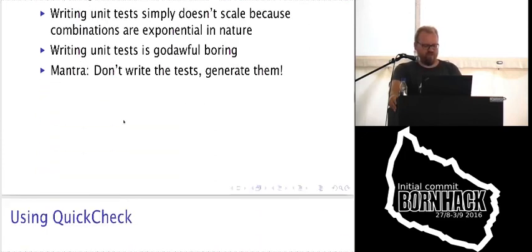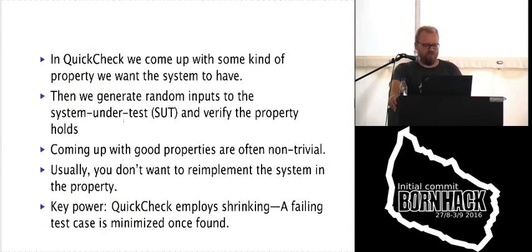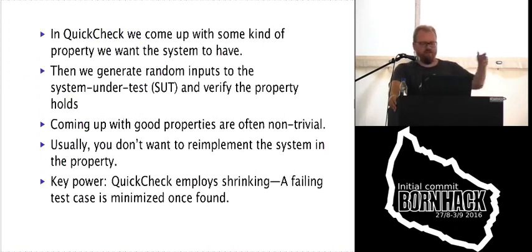Well, the way QuickCheck does it is it says, we come up with some kind of property, which is a mathematical property very often, that we want the system to have. So we have some system under test, and we want to check that it has this particular property. So what we can do is generate random inputs to the system under test. And then verify that under these random inputs we just generated, the system has the properties we want. And the goal here is to try to make the system break and find something where we break the property, right? Because that means we have a bug and we can fix it.